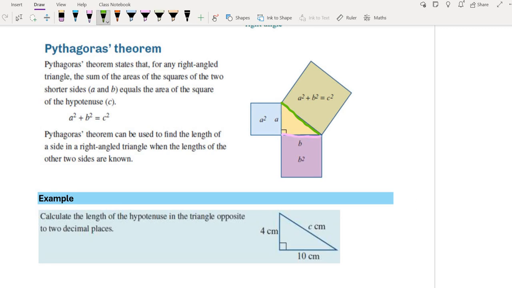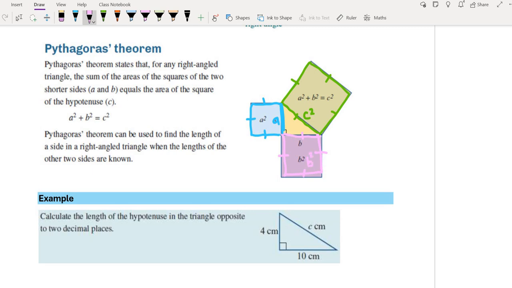What's special about the three sides is that if you take this side, say it's A long, and make a little square out of it, the area of this square is A times A, so A squared. Then we have this bigger one here. Let's say this is C, and the area of this is C squared because C times C. And lastly, let's call this B, and the area of this is B squared because B times B.